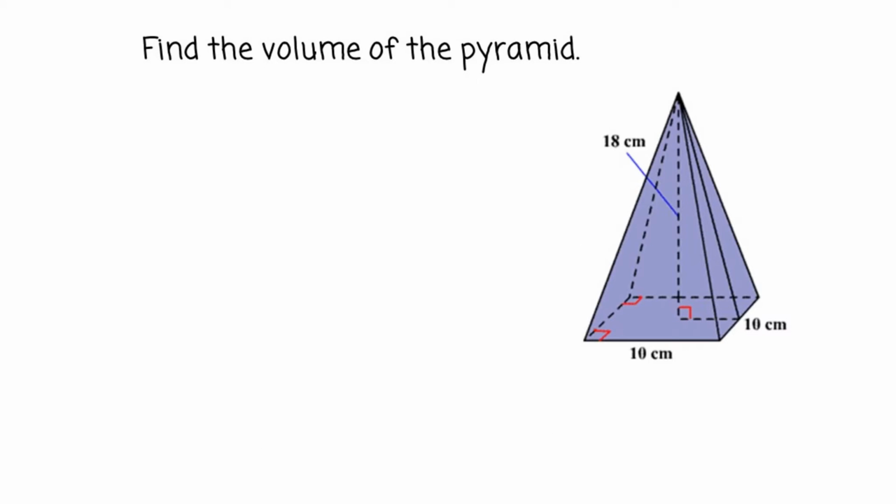Here we go. We have a square pyramid. So volume we know is equal to 1/3 times the area of the base times the height. So 1/3 times my base is a square. So the area of the base is going to be 10 by 10, or 100 if you want to do that. The height there is going to be 18.